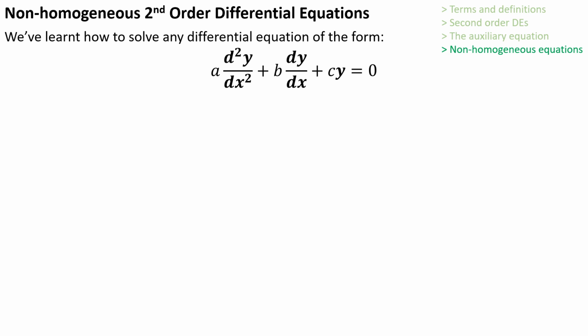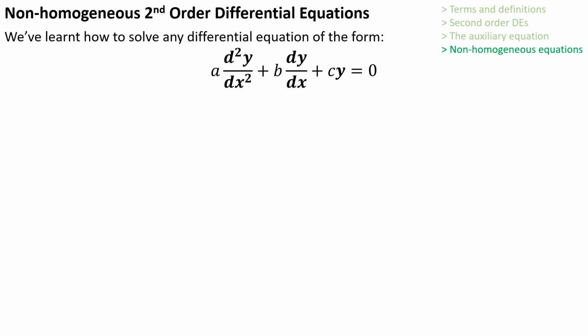Non-homogeneous second-order differential equations. To begin with, hopefully you remember the techniques for dealing with a homogeneous second-order differential equation that looks like this. A, B, and C are constants, so essentially what we have is a linear combination of the zeroth, first, and second derivatives of y, and nothing else. So there are no functions of x in evidence at all.